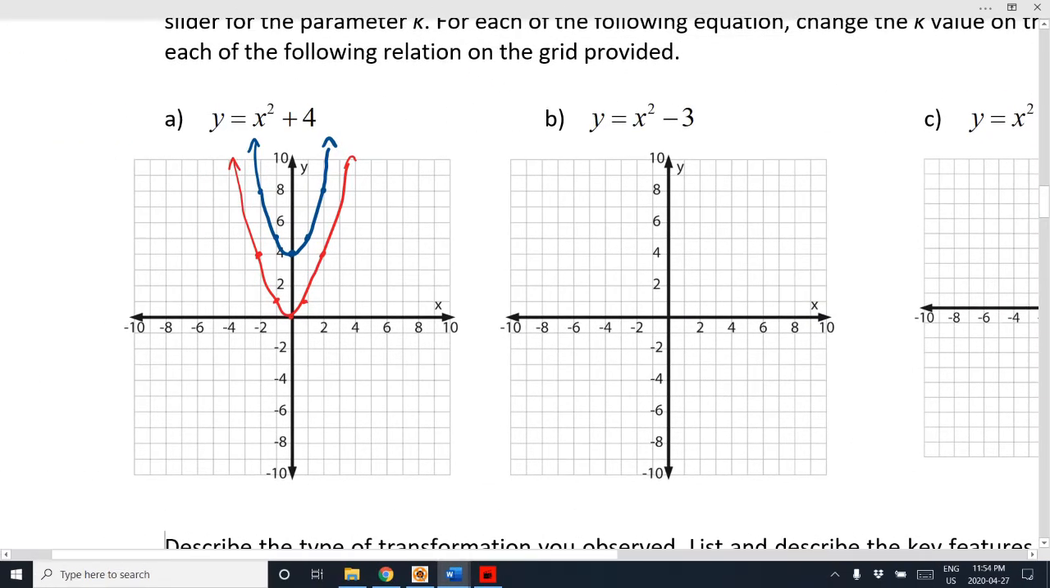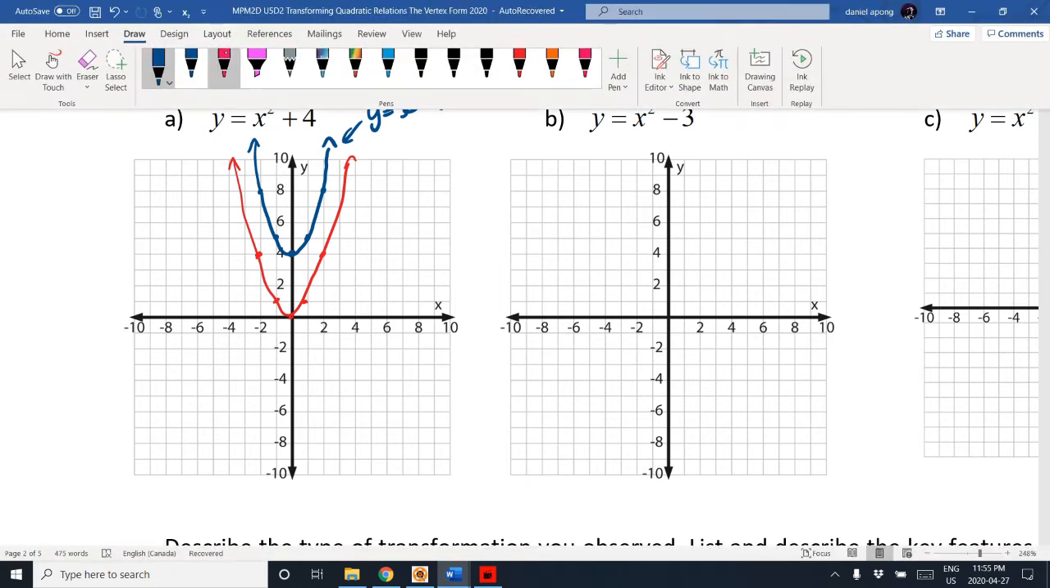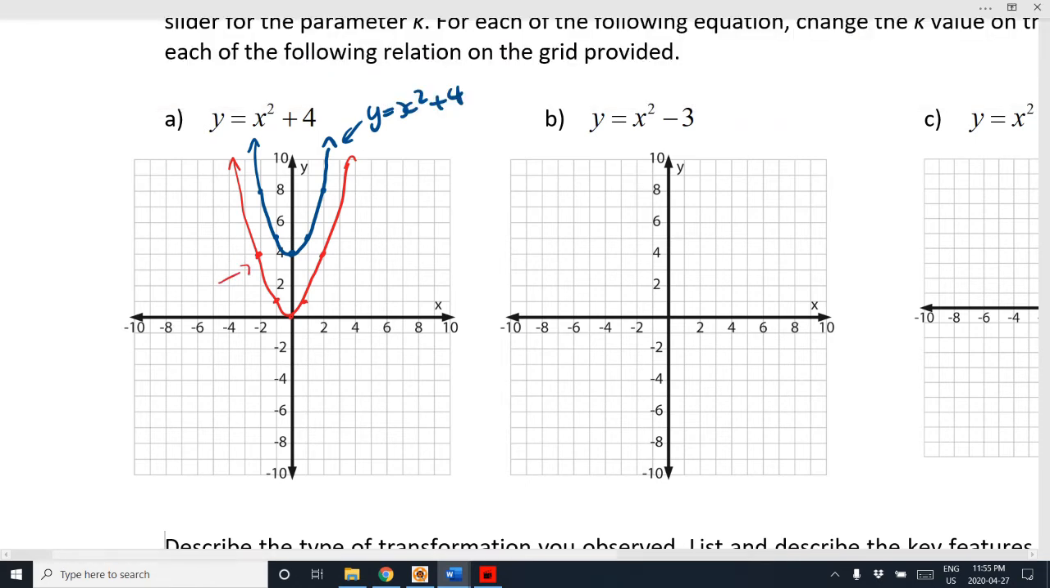So before moving on, let's just label this. So this one here in blue is y is equal to x squared plus 4. And the one in red, that's just our parent function. And let me label that. So just to be clear, y is equal to x squared. And we can say that there's a vertical translation up 4 units. So that's how we would describe this. A vertical translation up 4 units.